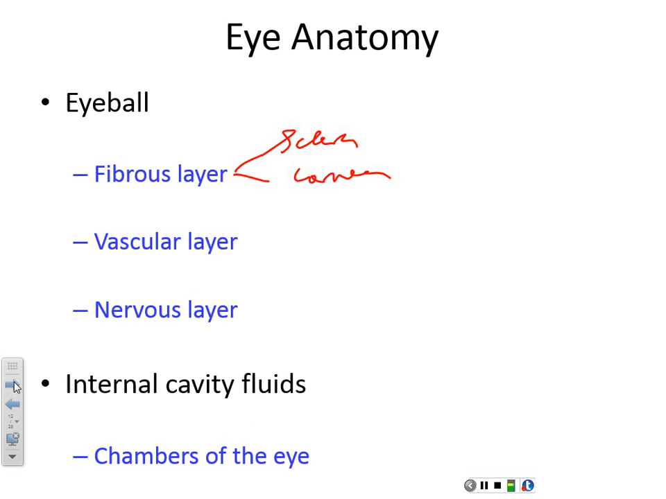And there's a lot of things you need to know about each of those. You know what the sclera is, what it does. The functions of the sclera, like maintain the shape of the eyeball, and protect. Those things are very important.